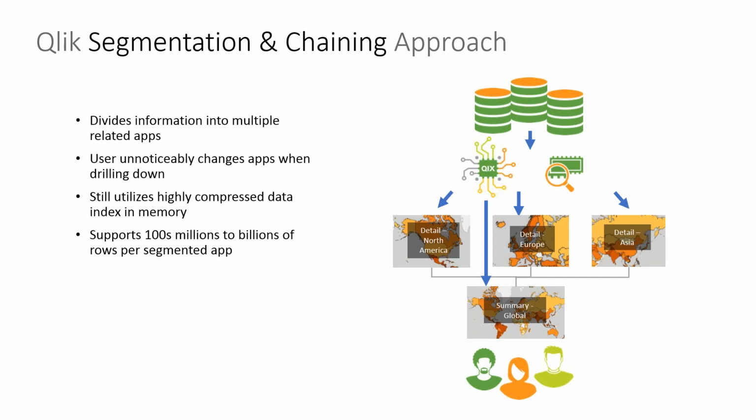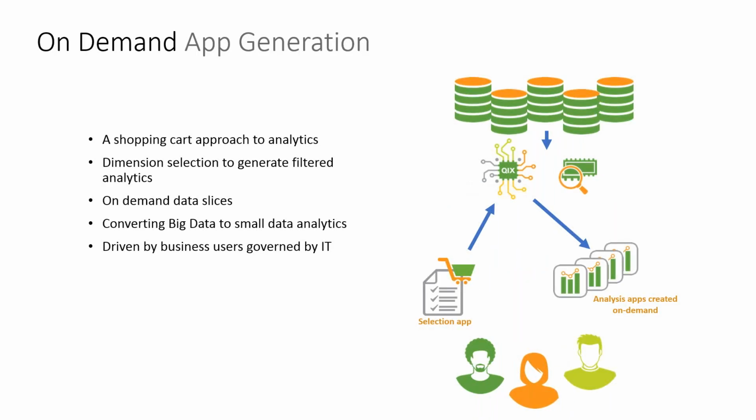Segmentation is, rather than putting everything into one app, you split the apps. If you're working with global data, rather than putting everything into one app, you split America, Europe, Asia. And then you also have a global summary level app where the users can access global data. And then if they want detail, they'll go to that specific region for further detail. You can chain them, providing the link.